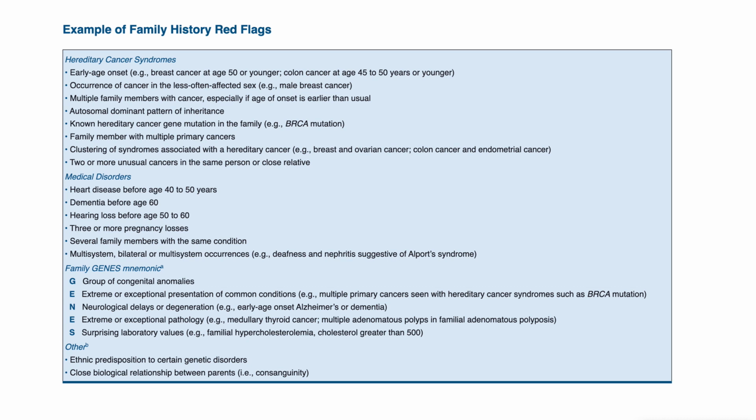Other things include ethnic predisposition to certain disorders and close biological relationships between parents, like consanguinity. An example would be first cousins, which is not as uncommon as you may think, particularly in certain cultures. If first cousins marry, that increases the risk that recessive traits are going to be more expressed than they would otherwise be.